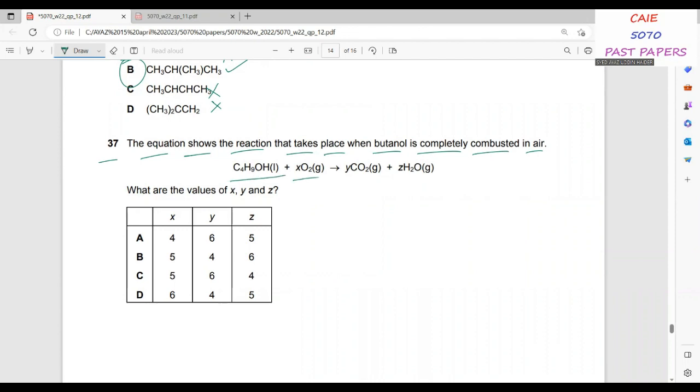C4H9OH(l) plus XO2(g) gives YCO2(g) plus ZH2O(g). What are the values of X, Y, and Z? This needs to be balanced. So I'm balancing C4H9OH plus O2 gives CO2 plus H2O.